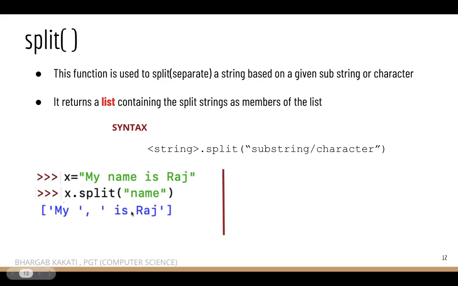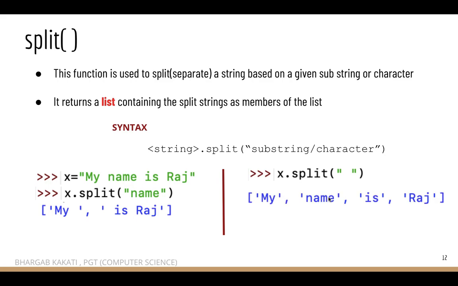Alright, let's take another example. If I write x.split and I just give a space here, it will split the string wherever a space occurs. So here, after "my" we have a space, so the string is split. Then we have "name", so "name" is the second element. Then we have a separator, the space, so that is gone. Then we have "is", so "is" is there. Then we have a separator, so it's gone.